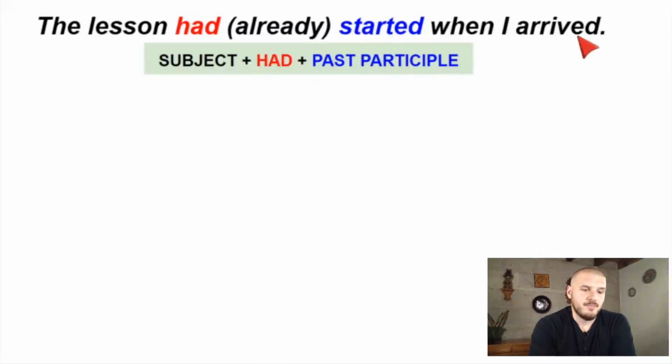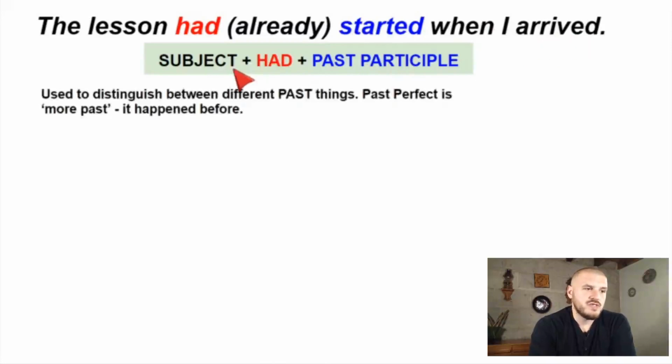This is past simple. We use this to distinguish between different past things. Past perfect basically is more past. It happened before. So the lesson started before I arrived. Okay, so I can say that. I can say the lesson started before I arrived, or the lesson had started when I arrived. Ya había empezado, and already is ya, all right? Another example in Spanish, te busqué, pero ya te habías ido. That's what we're talking about, okay?